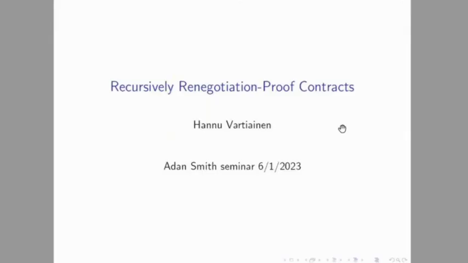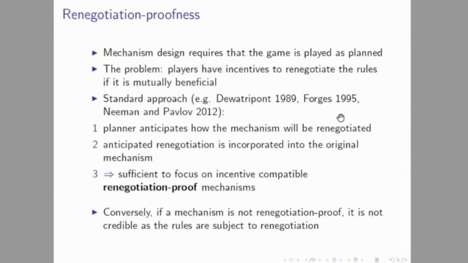So, as Luciano mentioned, the title of my talk is recursive contract, or recursively renegotiation-proof contracts. Recursively renegotiation-proof contracts. What does that mean? So, okay, let me give you a little bit of the background here.